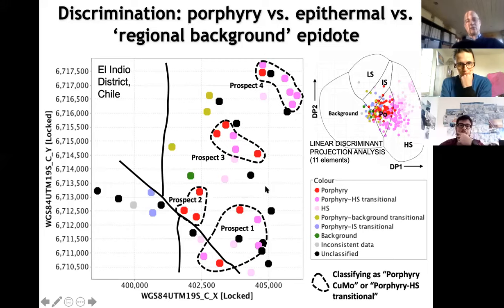And this is the El Indio district, where there's a mixture of deep porphyry systems potentially and shallower high sulfidation. So we're in that kind of transitional environment. We're trying to navigate within that, and this shows how the epidote can help us in that regard.